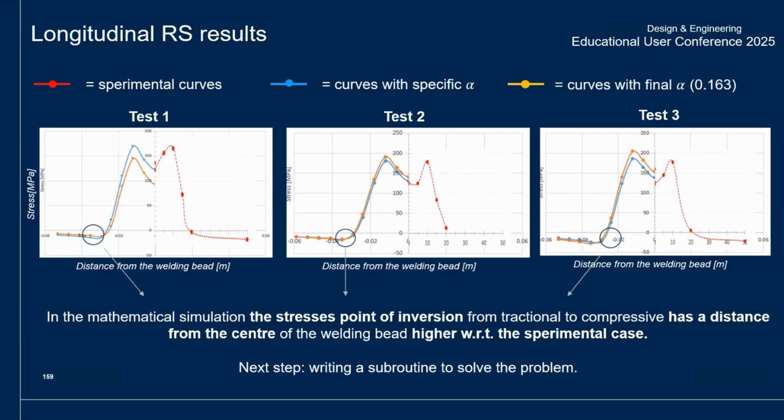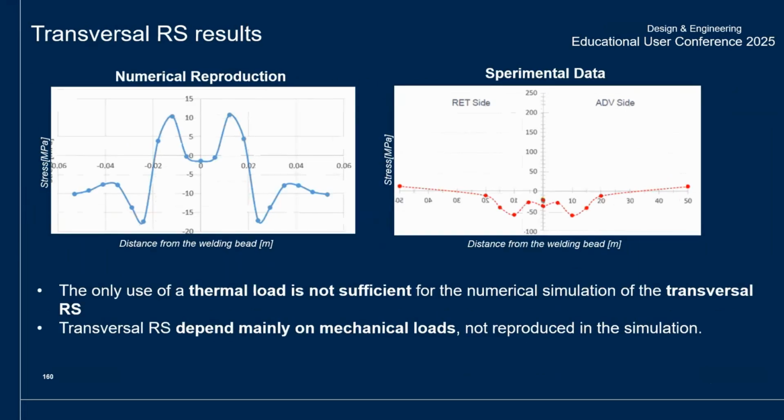Just a single aspect that I underline in the current slide could be improved. Basically, in the mathematical simulation, the stresses' point of inversion from tractional to compressive nature of the residual stresses is at a higher distance from the center of the welding bead with respect to the experimental case. So the next and final step of the project has been writing a subroutine in order to try to solve the problem.